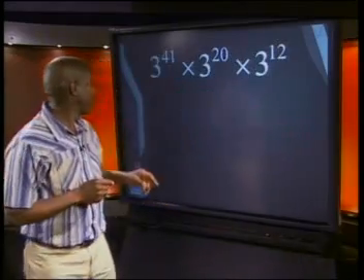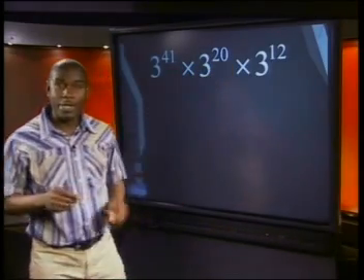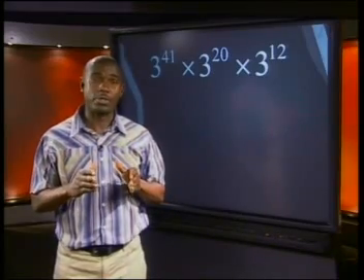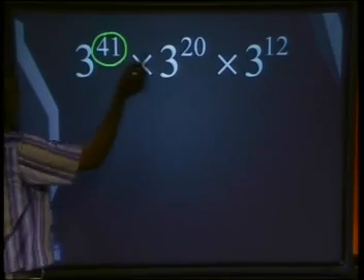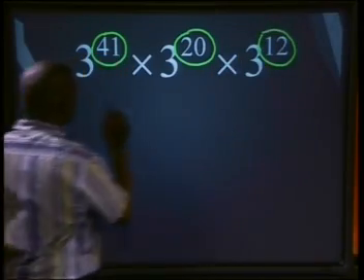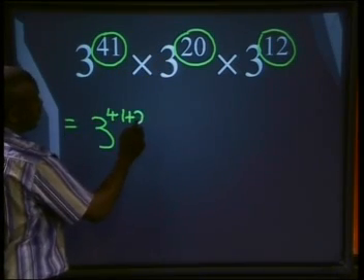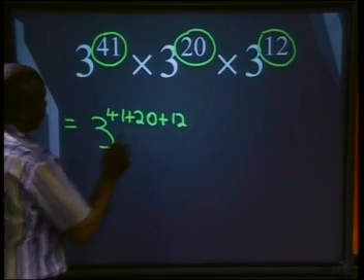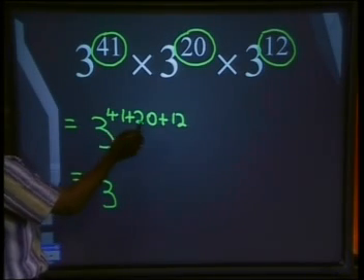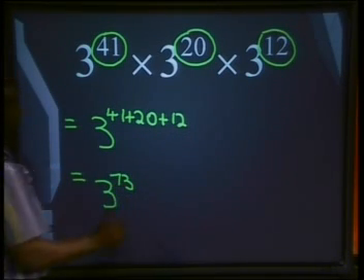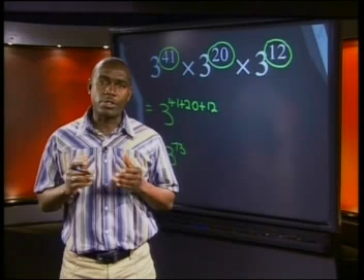Can you find the answer to 3 to the power 41 times 3 to the power of 20 times 3 to the power 12? The bases are the same. So can we add the exponents? Let's see. We said if the bases are the same, we simply add the exponents. In this case, that means we'll have 3 to the power 41 plus 20 plus 12. 41 plus 20 gives us 61. 61 plus 12 will be 73.